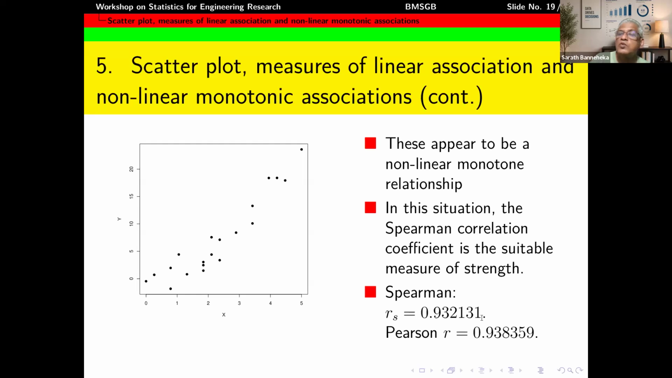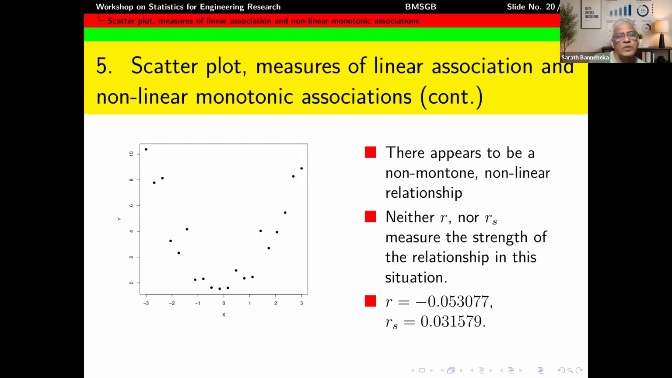But if you use Spearman's, you may be interpreting it as a positive monotone relationship, a strong positive monotone relationship. So that is the difference.